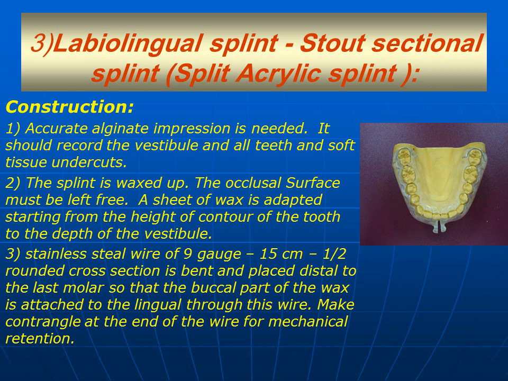Then stainless steel wire of 9 gauge, 15 cm, half round cross section is bent and placed distal to the last molar and embedded in the wax so that the buccal part of the wax is attached to the lingual one through this wire. We can make some contra-angle or bending at the end of the wire for mechanical retention inside the wax and later on inside the stent.